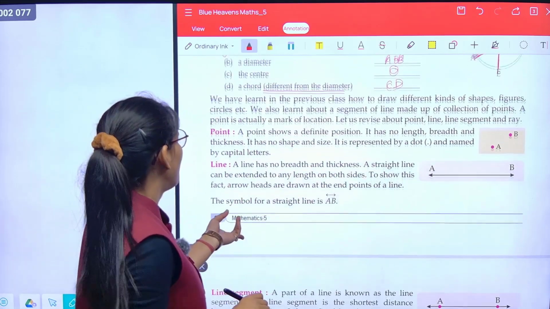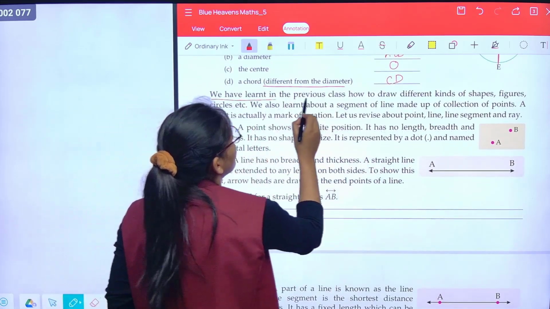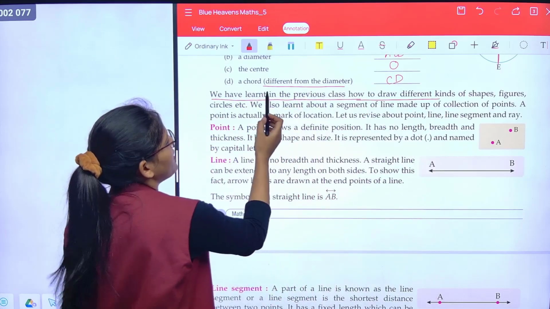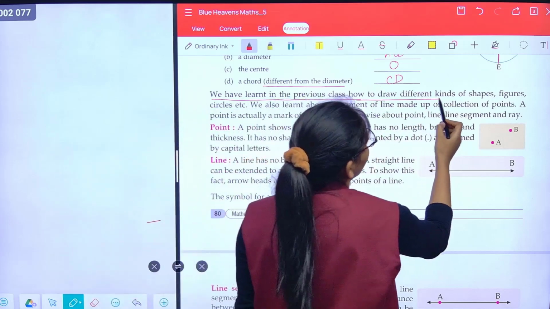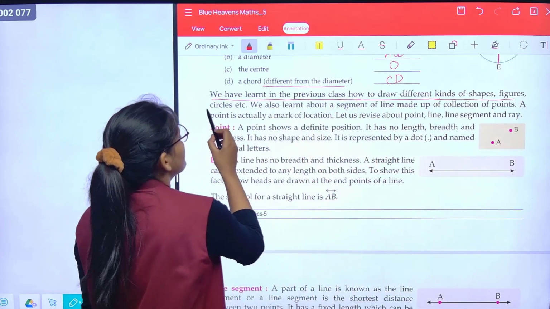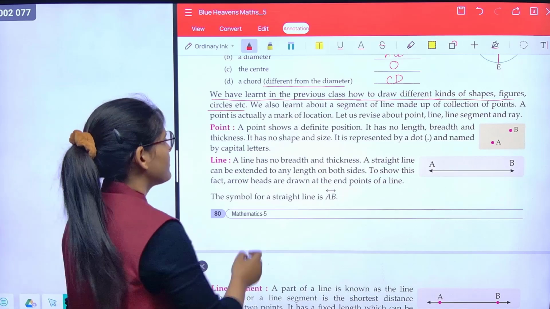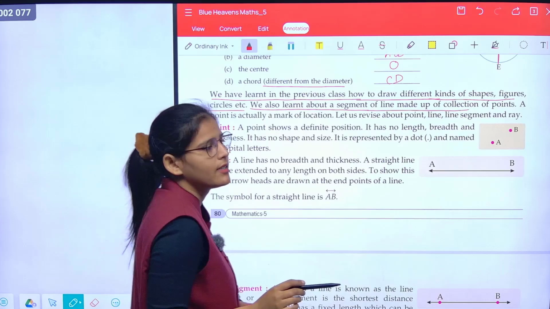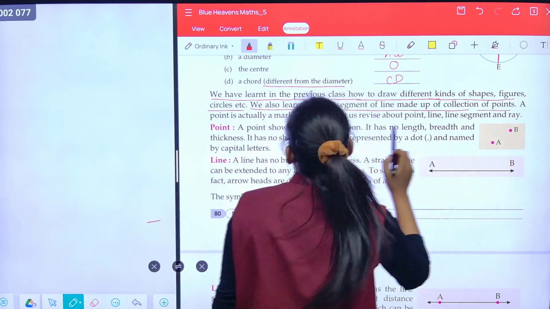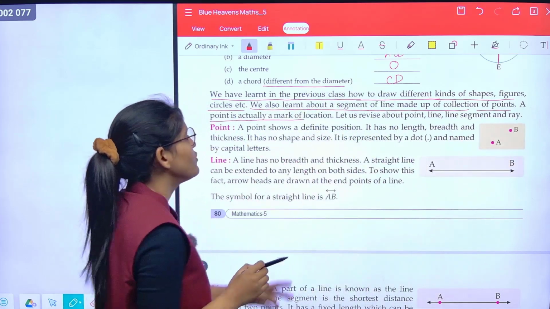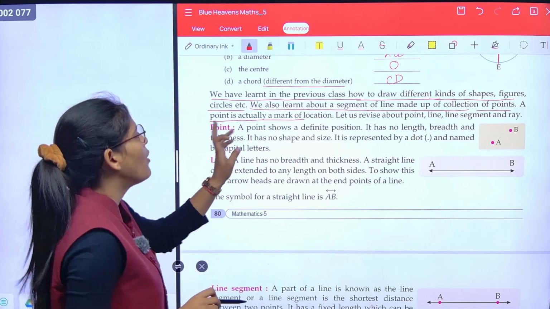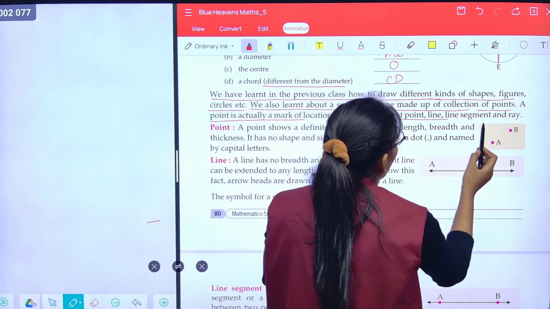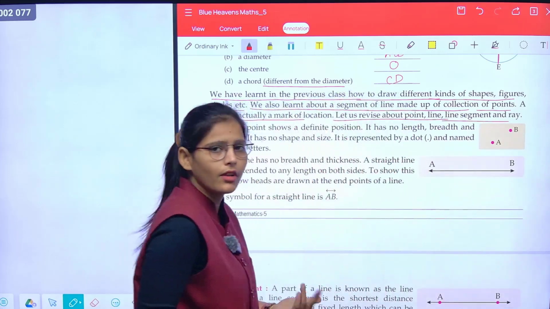Understand? Now class, we have learned in the previous class how to draw different kinds of shapes, figures, circle, etc. We also learned about a segment of line made up of a collection of points. A point is actually a mark of location. Let us revise point, line, line segment and ray.